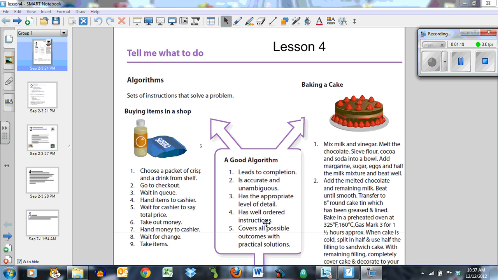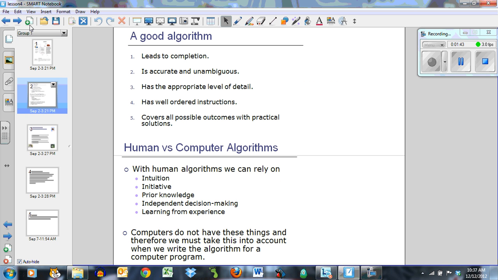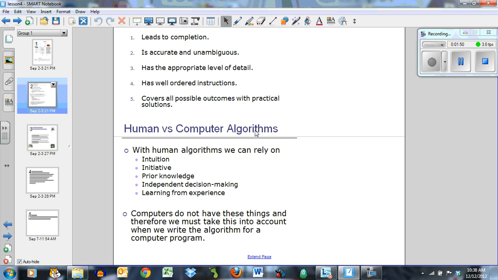You certainly can't beat until smooth over here in the cake until you've done all the steps ahead of time, kind of thing, okay? And it also covers all possible outcomes with practical solutions. And this is very important when it comes to computers. You have to cover all possible situations with practical solutions. You have to always assume that the person using the program doesn't know what they're doing and may be making some mistakes. Okay, so once again, here's the good algorithm criteria.